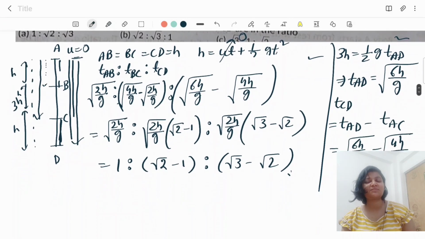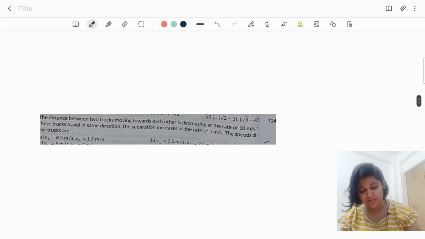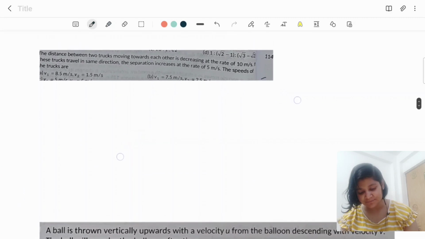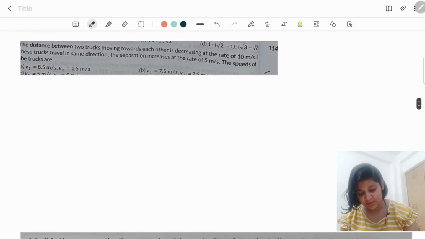There are many interesting problems that we are going to solve throughout this chapter, and we are going to build up our concepts by solving problems. Let us now look into this.